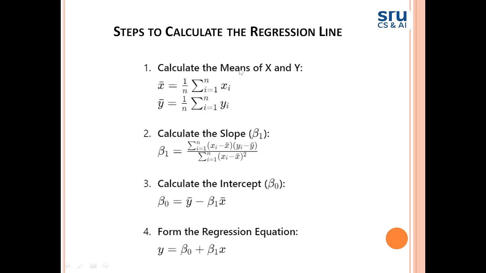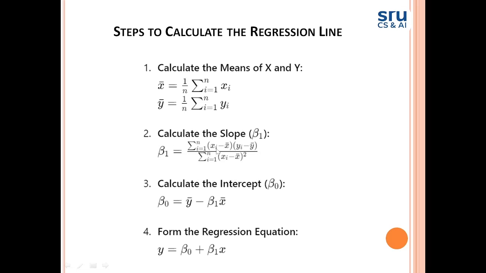Next, how do we calculate these unknown values? First of all, we have to take the mean of, say, x and y. It is given by x bar, that is the mean of the data sample in x. Y bar is the mean of the data sample in y. It is calculated by this equation. Next, how do we find out the slope beta 1? Beta 1 is given by this equation.